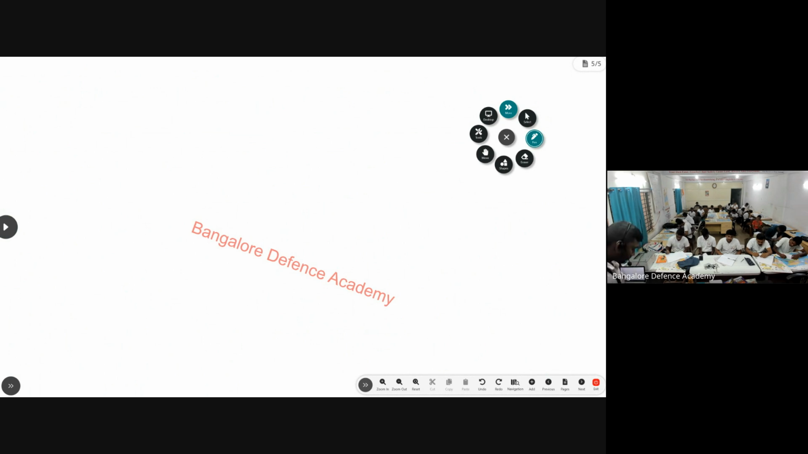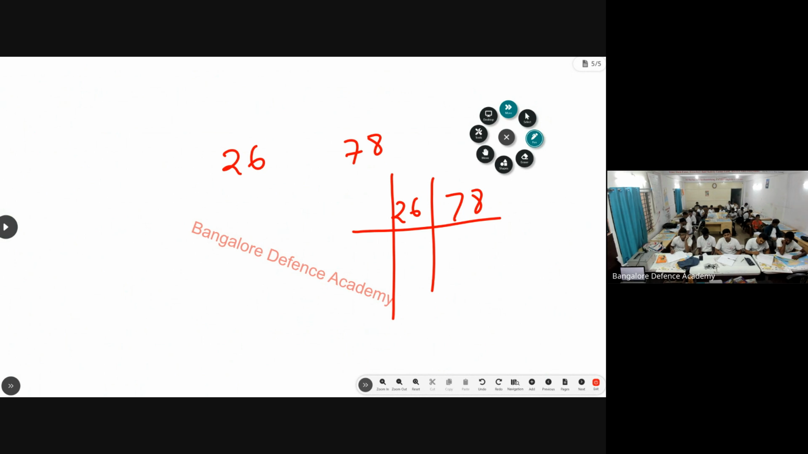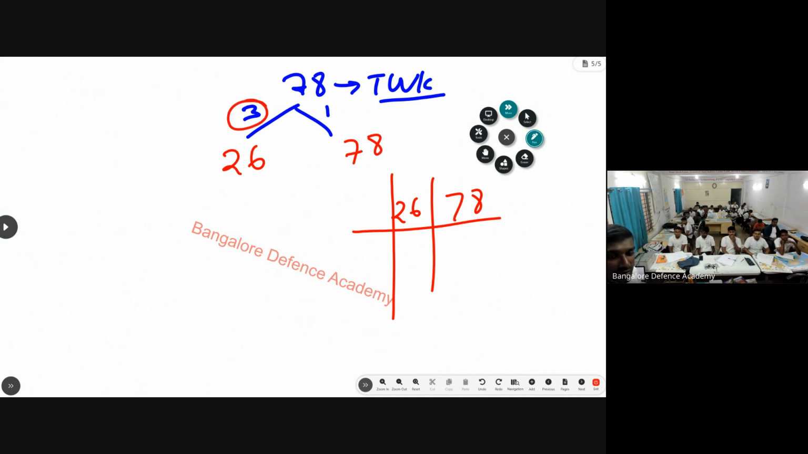Yes, answer 19.5. Yes, Maha. 26 and 78, correct now? What is the first step you are going to do? Find the LCM of 26 and 78. The LCM is 78, so I can consider this as my total work. 78 by 26 is three times, and this is one time. Now this is the efficiency of pipe D and this is the efficiency of pipe E.